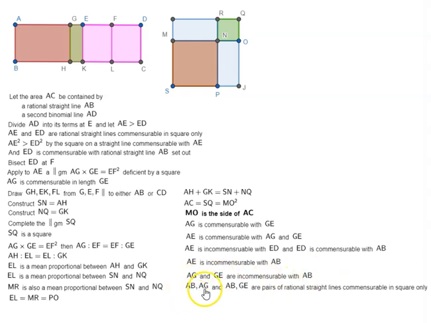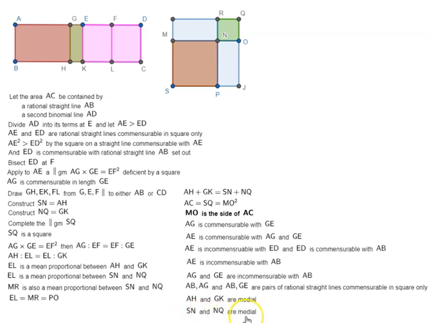So AB and AG, and AB and GE, are pairs of rational straight lines commensurable in square only. Which means AH and GK are medial. AH is the figure on AG and GK is the figure on GE. So AG and GE are incommensurable with AB and AB is a rational straight line. So we can say AH and GK are medial.